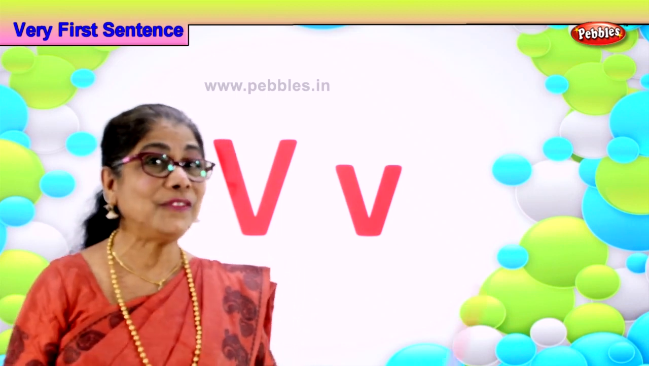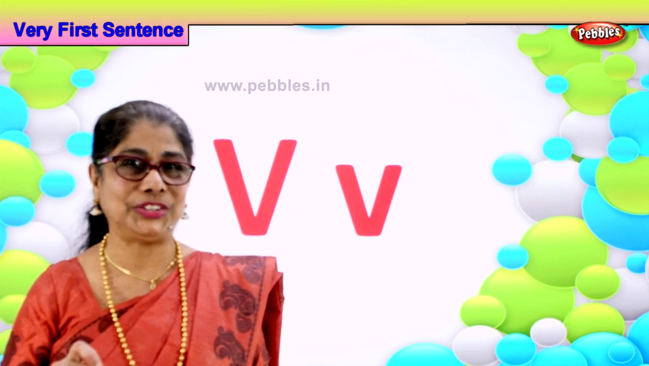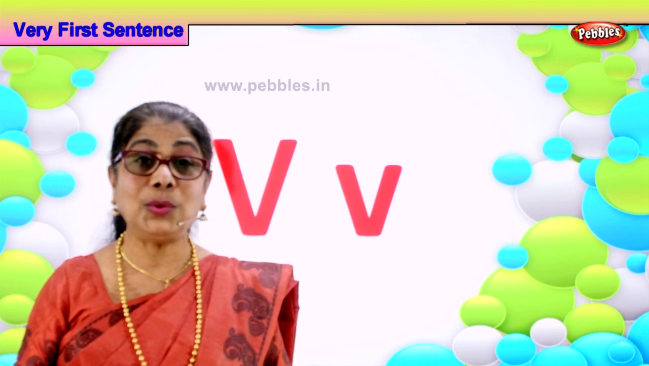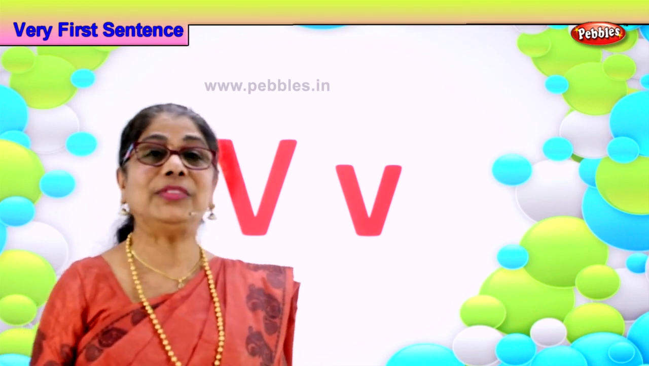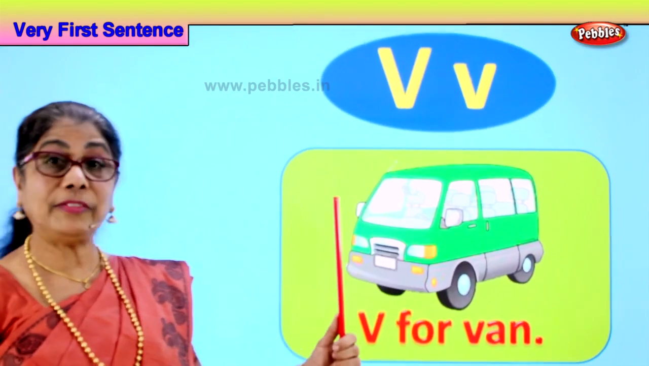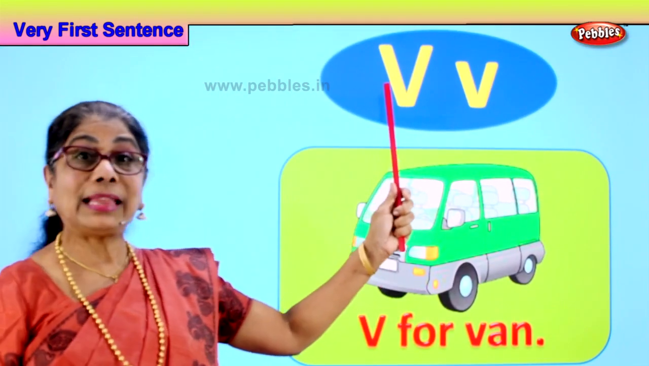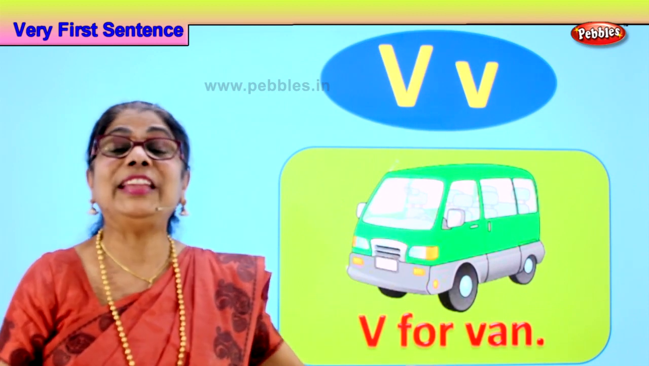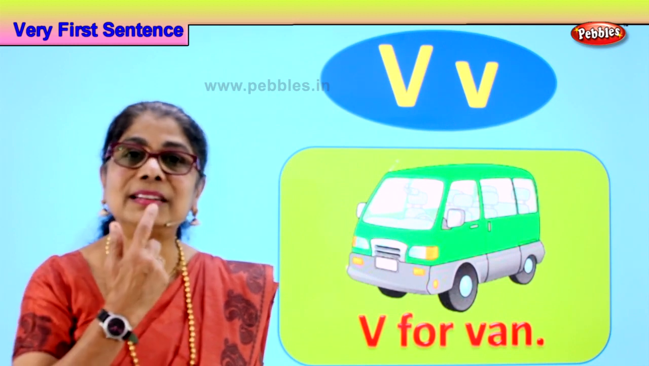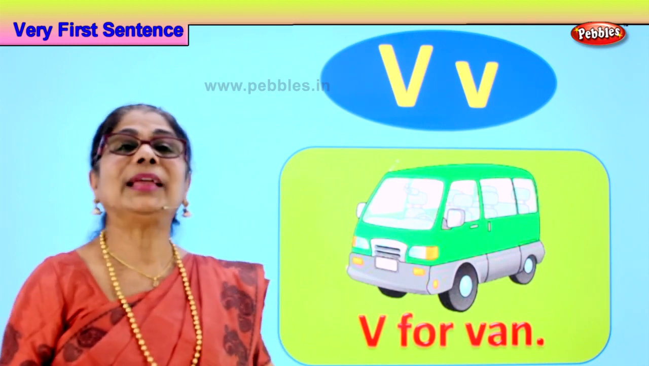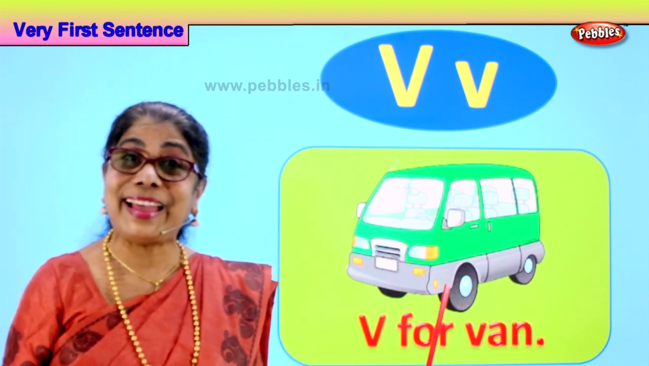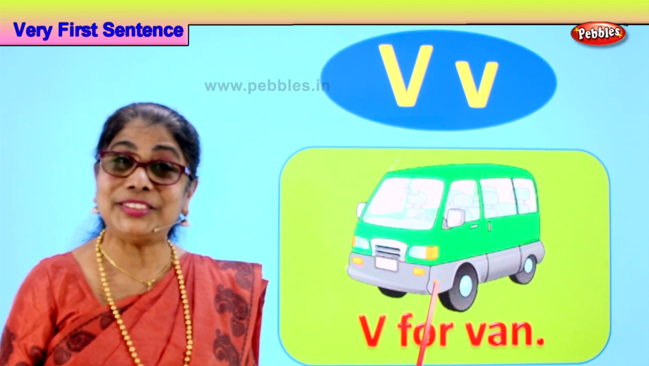Now you know the sound of V. V. Good. Let's look at some pictures and read the words that begin with V. Here we have the first picture, capital letter V and small letter V, very easy to write. What is the sound? V, V. Look at the picture here, what is it? Van, this is Vicky's van and he goes round in the village.